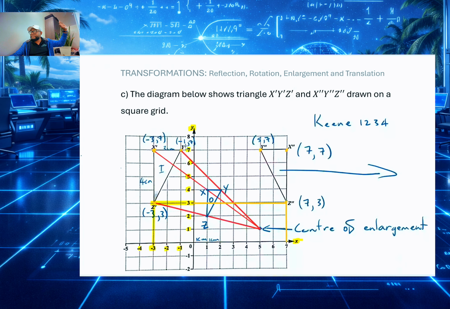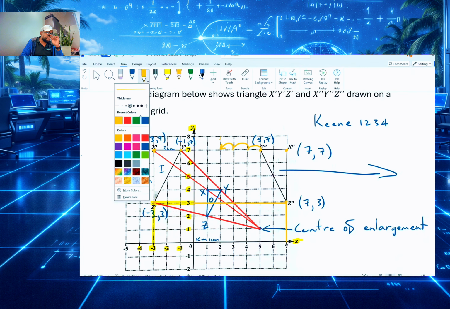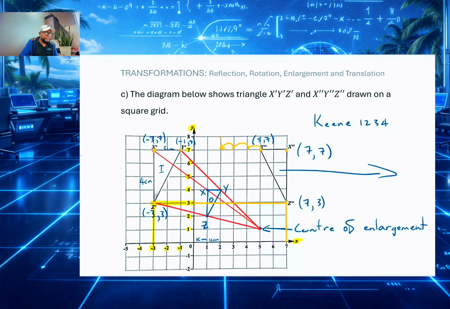So half of 6 is 3, so let's draw a mirror line 3 centimeters away from this point here. That'll be 1, 2, 3. So that mirror line will be here. Let me draw it in red. My mirror line is here.